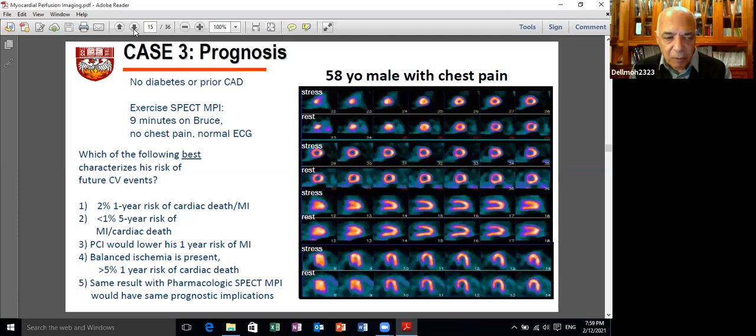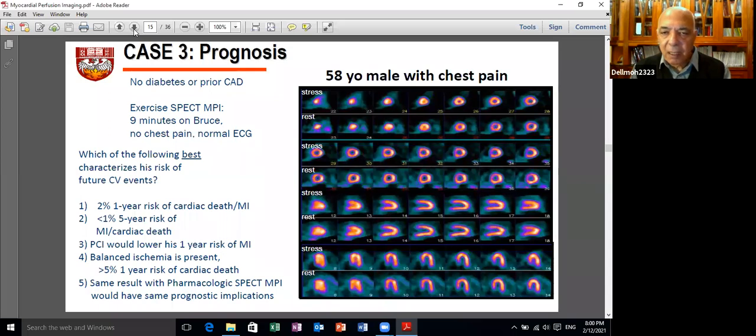Let's go from below. Same result can be obtained. This is an exercise test. And number 5 says the same results can be obtained with pharmacological SPECT. No. If the patient undergoes pharmacological SPECT imaging, it means that he cannot exercise. So that by itself elevates his risk. Unless the patient has left bundle branch block, any patient who cannot exercise and goes because of that to a pharmacological stress test, that by itself increases the risk of the patient.